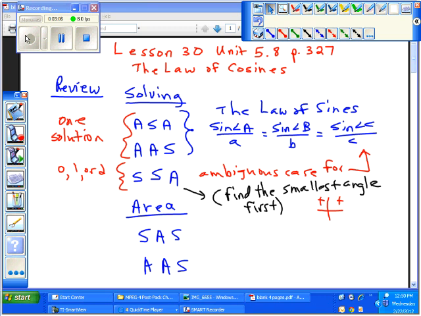So if the sum of our angles gets to be bigger than 180, we know there's no triangle. That's how we have none, or we have only one, or we have up to 2.